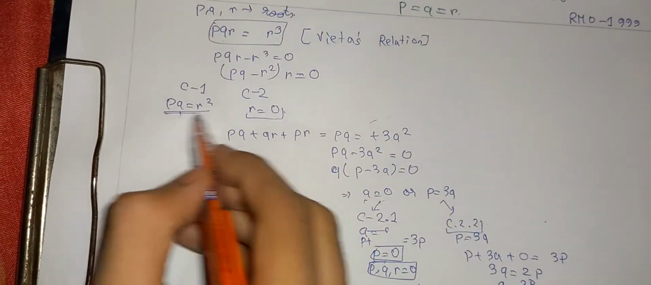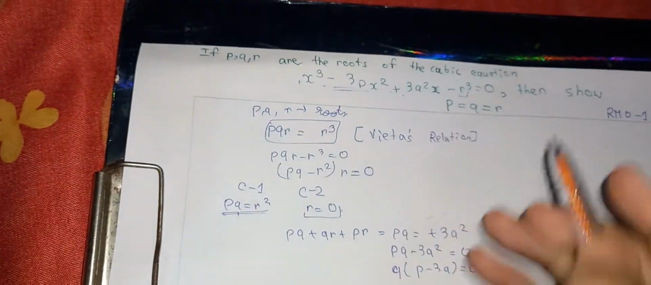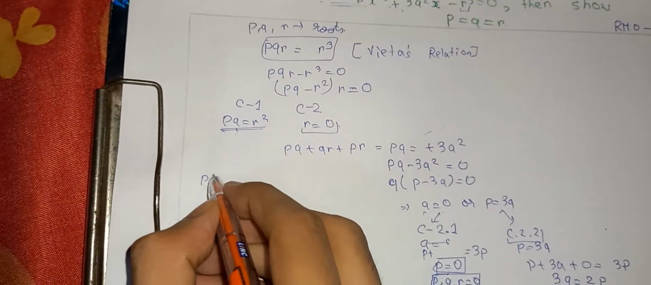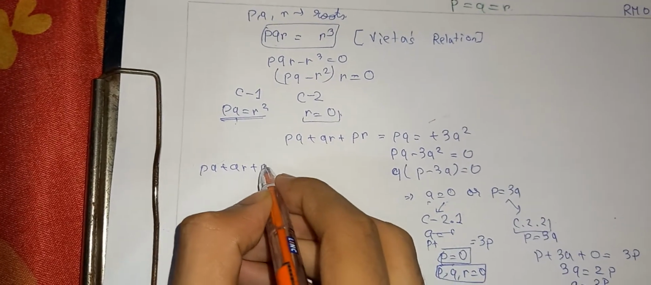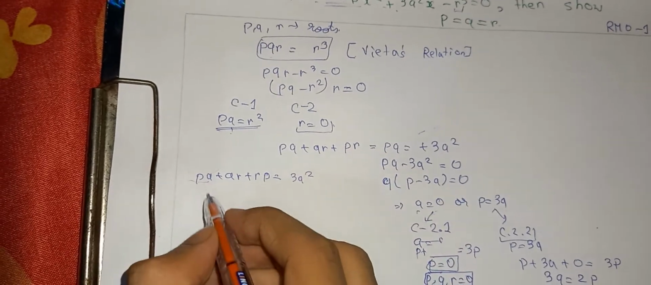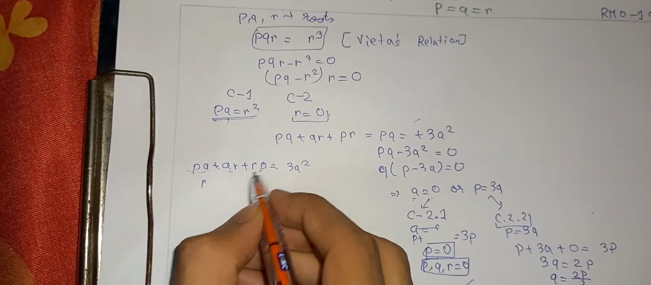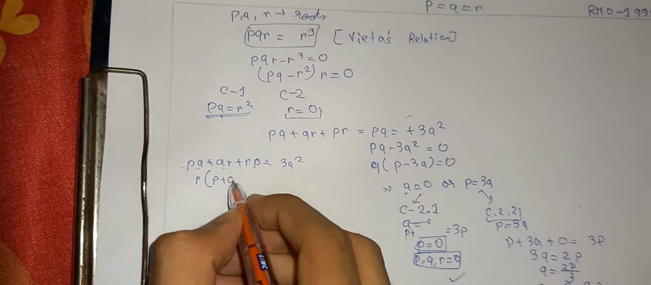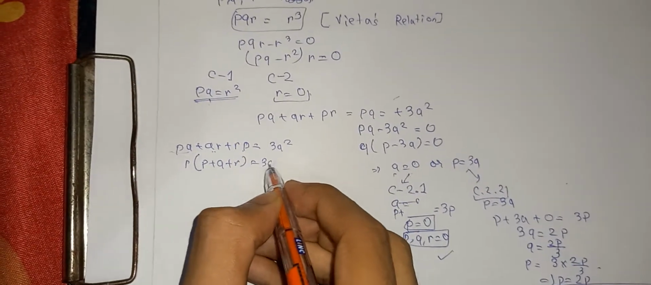So case 2.2 also satisfies the statement. But coming to case 1, pq equals to r squared. Again I will plug this into the 3q squared equation. I get pq plus qr plus rp equals to 3q squared. Now pq is r squared, and these are qr and rp, so I will take r common and get r times p plus q plus r. This gives us 3q squared.